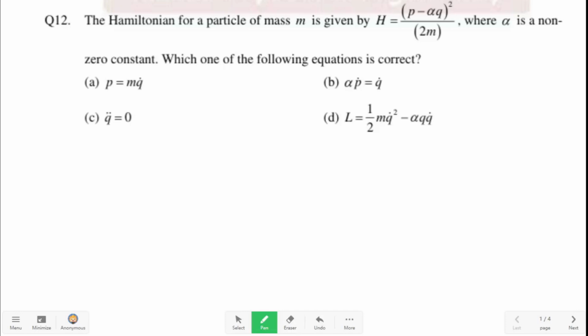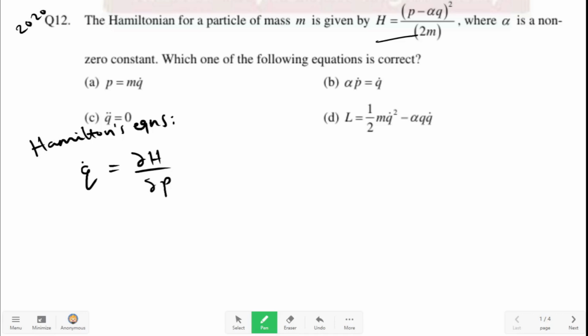In this problem from JEST 2020, we are given a Hamiltonian H. We are asked which of the following equations is correct. So to solve this question, we can make use of Hamilton's equations, which are q dot is equal to del H upon del p and p dot is equal to minus del H upon del q.